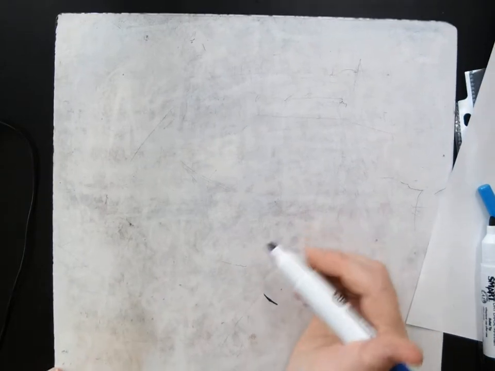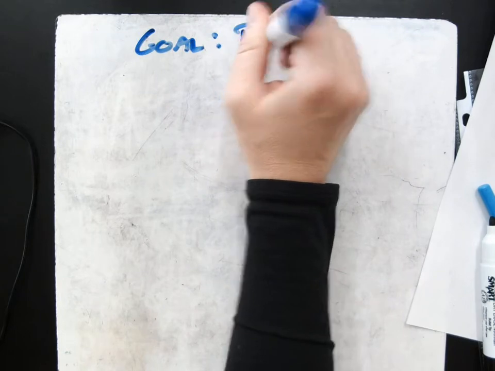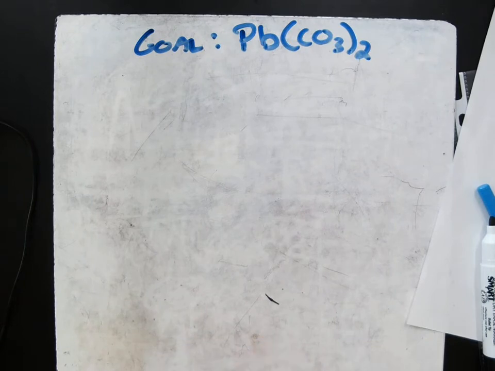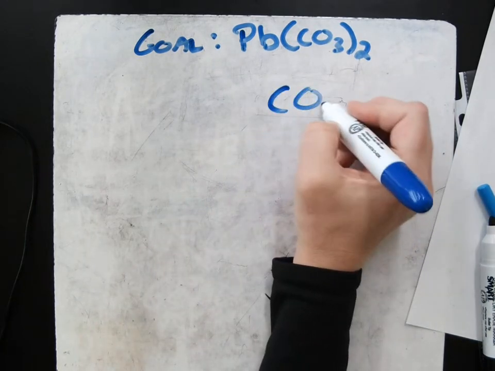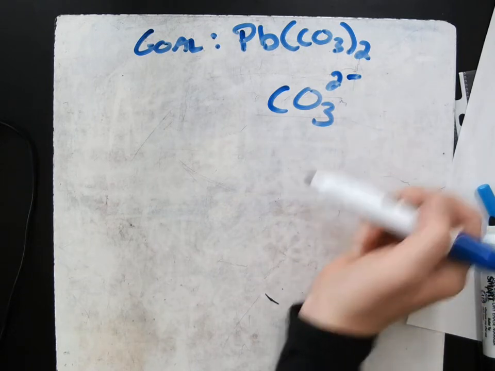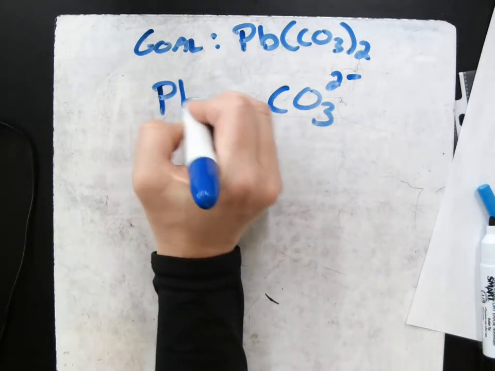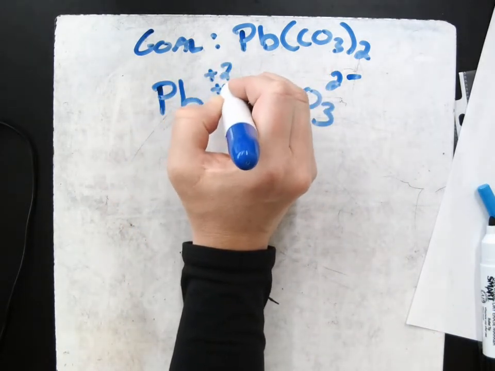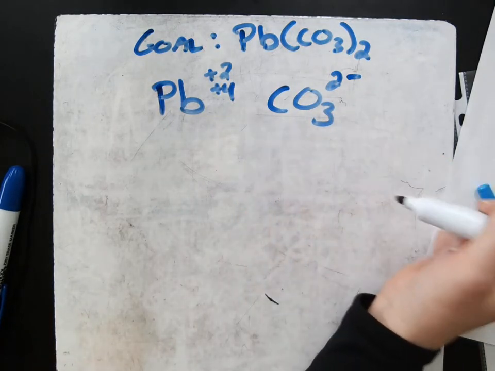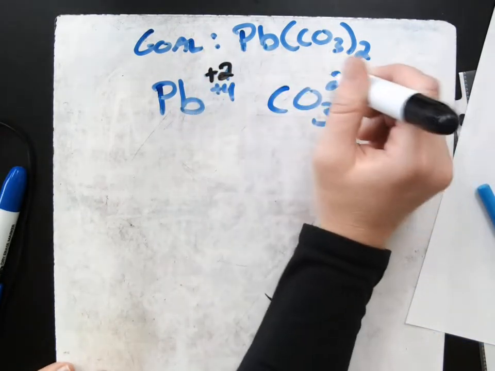Keep in mind our goal. Our goal is to properly name this one, Pb(CO3)2. Table E says carbonate has a -2 charge. The periodic table says lead has a +2 or a +4. You know what, this is also easier by process of elimination. See this +2 and -2?